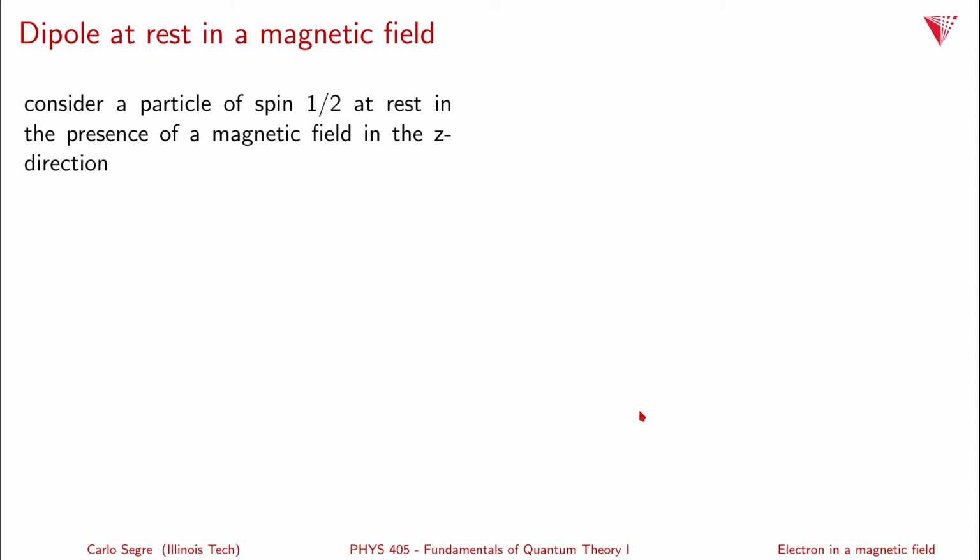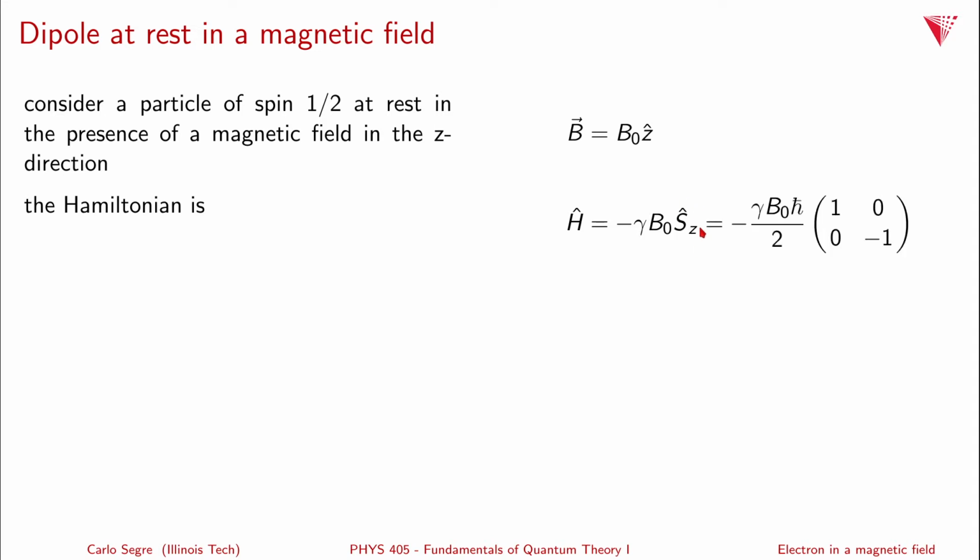If you have a particle with spin 1/2 at rest in the presence of a magnetic field, and the magnetic field is in the z direction, we can write that magnetic field as B is equal to B sub 0 times the unit vector in the z direction. The Hamiltonian, therefore, is given by minus gamma B sub 0, and then we had B dot S, which pulls out the z component of the spin matrix. Well, we know what that spin component is. It's h bar over 2 times the matrix (1, 0; 0, -1). And so this gives the Hamiltonian the same matrix times minus gamma B sub 0.